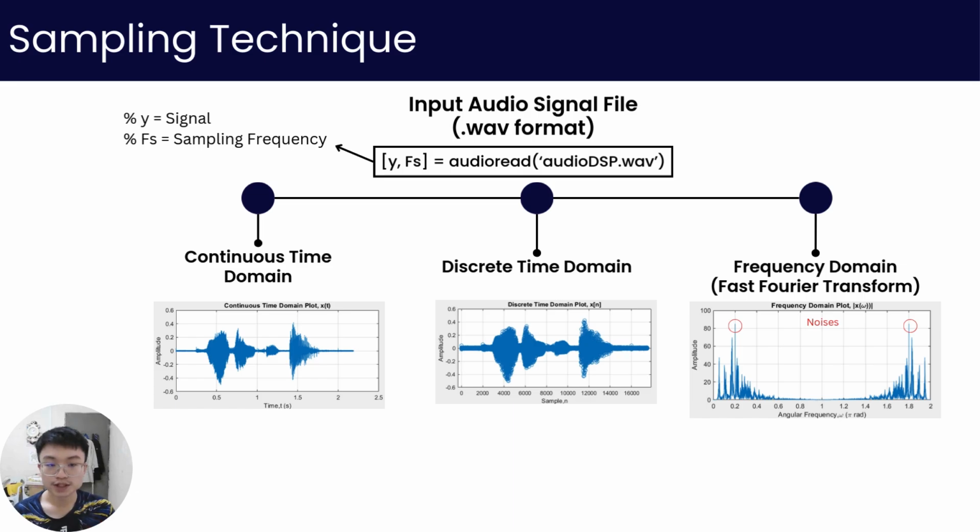First, let us walk through the process of analyzing an audio signal using the sampling technique. We start with an input audio signal file, typically in .wav format, which is read using the command audioread, and it will give two outputs: Y represented by signal and Fs represented by sampling frequency. The audio signal can be plotted in 3 types of domain, which are continuous time, discrete time, and frequency.